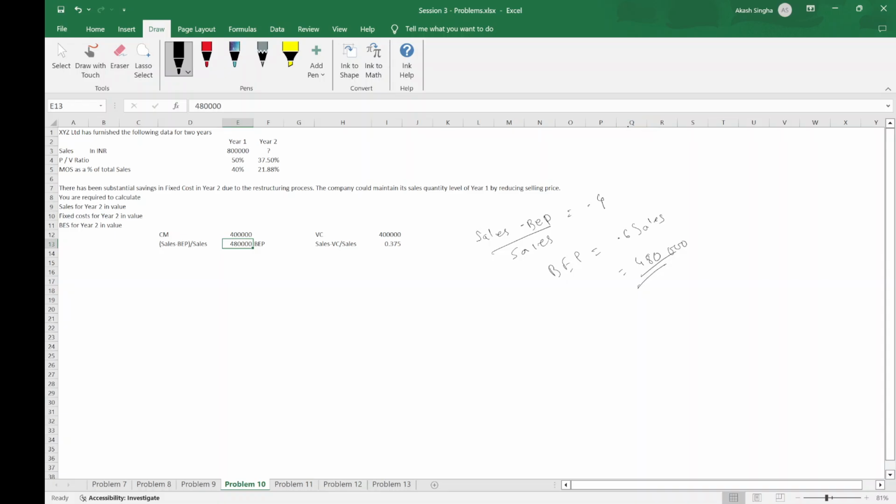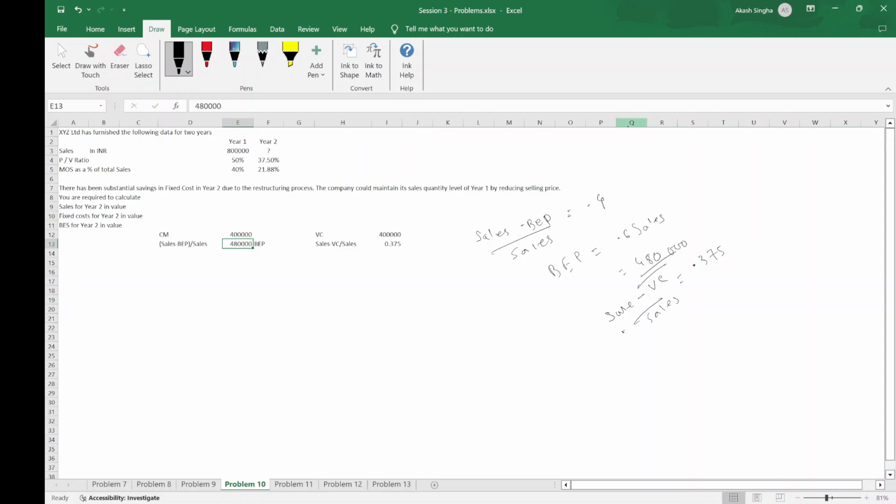Now they have said that the PV ratio has decreased to 37.5. So variable cost is 0.375. Now PV ratio means contribution margin. Contribution margin means sales minus variable cost by sales, which is now 0.375. Now they have said that sales quantity is fixed.